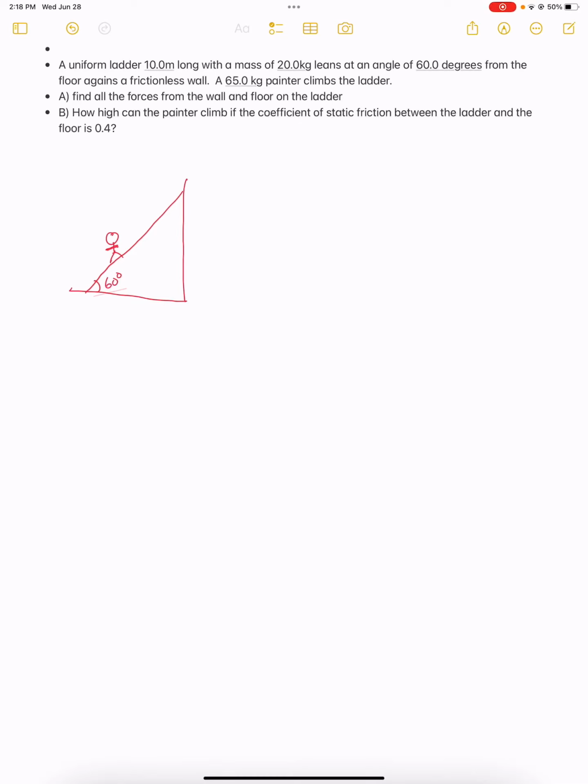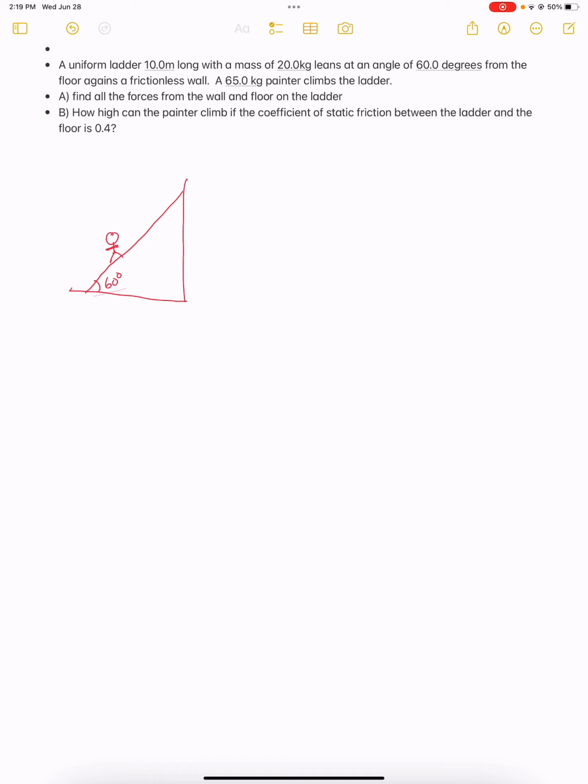Okay, so let's do a ladder problem. And I've already sketched the picture in here. I've got a uniform ladder 10 meters long with a mass of 20 kilograms, leaning at an angle of 60 degrees from the floor against a frictionless wall, and a 65 kilogram painter climbs the ladder. So first of all, we want to find all the forces on the ladder from the wall and the floor.